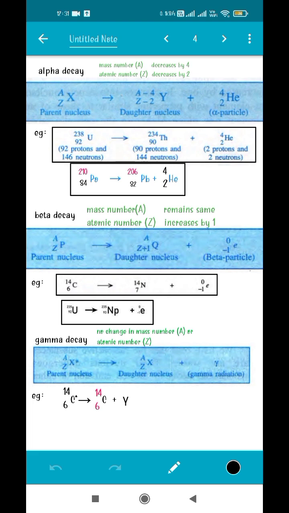Now for gamma decay, no change occurs. Only the excited nucleus will convert into a stable nucleus. The star mark, as you can see, is for the excited nucleus. But later, when a gamma ray is emitted, it becomes stable. So there is no change in the atomic number and no change in the mass number, as you can see in the example itself.